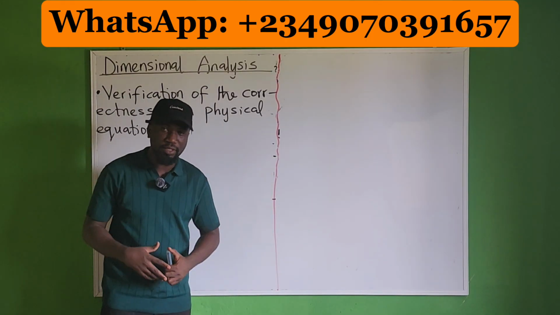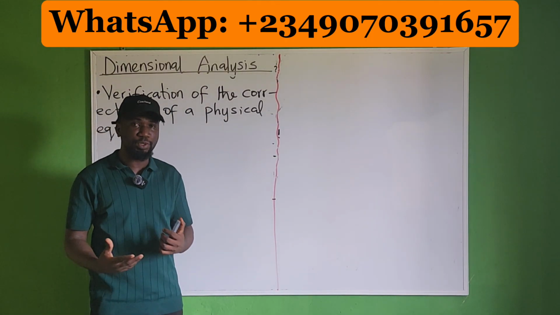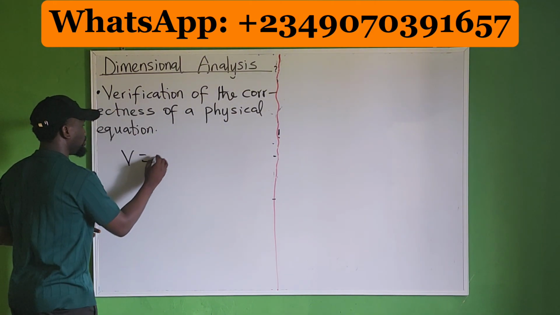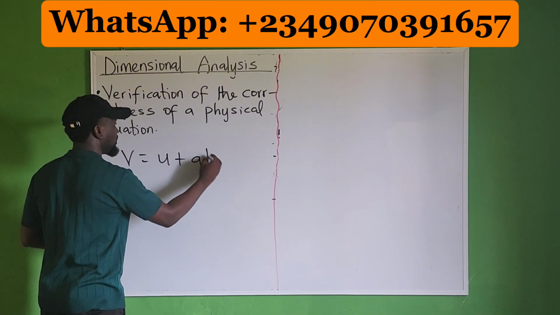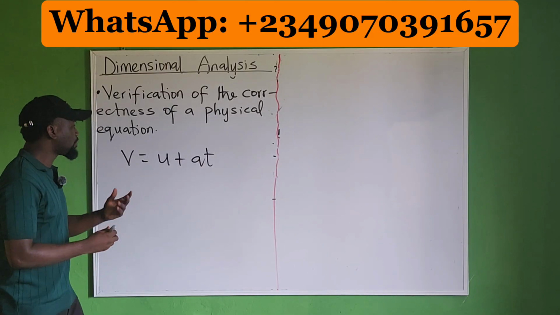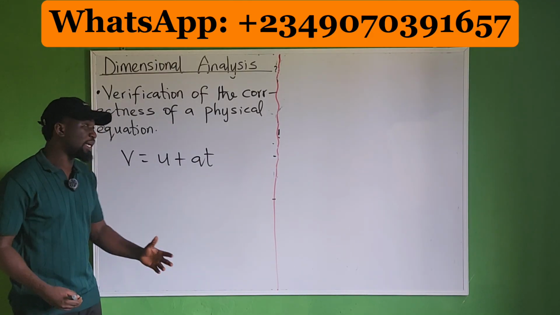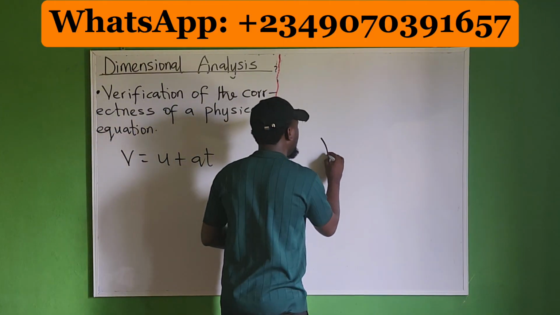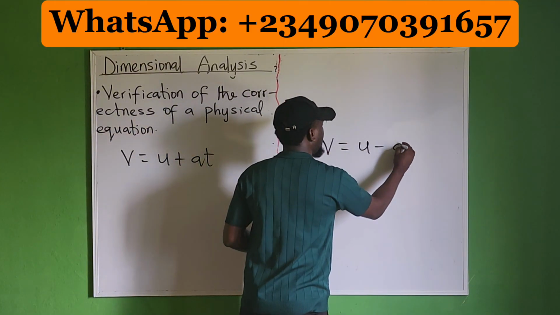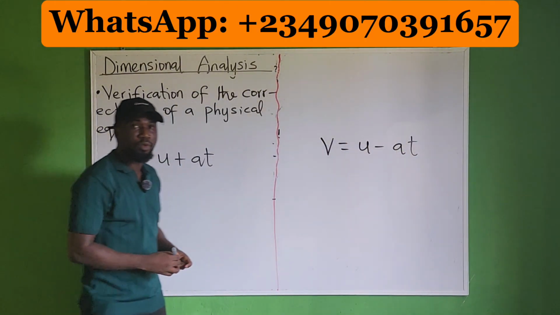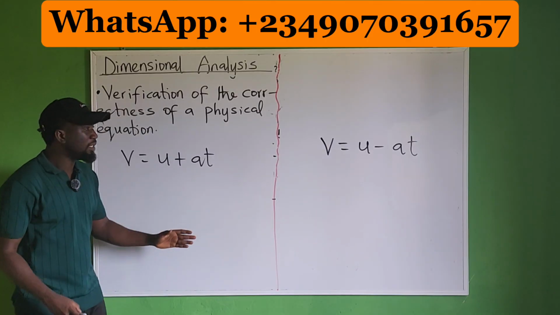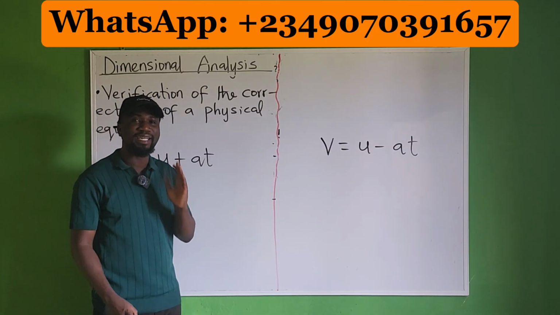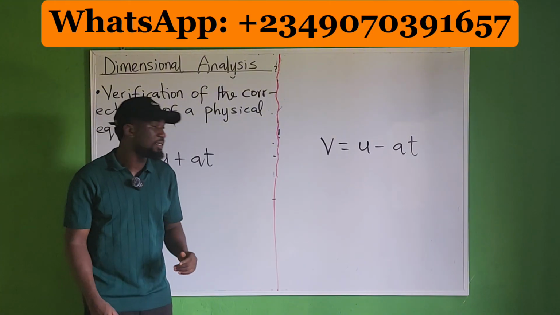So for example now, from the equations of motion, let's pick the first one. We have v equals u plus at. So let's say a student who is meant to write v equals u plus at now went ahead writing v equals u minus at. We can actually confirm if this equation is correct or not using dimensional analysis.